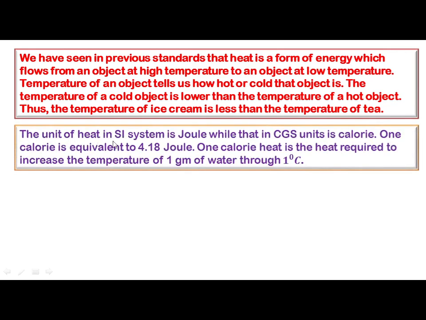The unit of heat in SI system is joule, while that in Celsius units is calorie. 1 calorie is equivalent to 4.18 joule. 1 calorie heat is the heat required to increase the temperature of 1 gram of water through 1 degree Celsius.